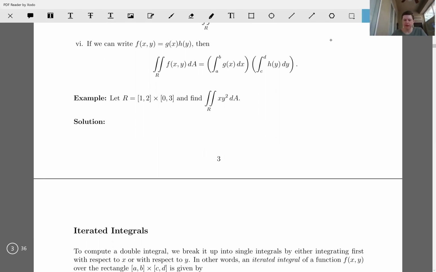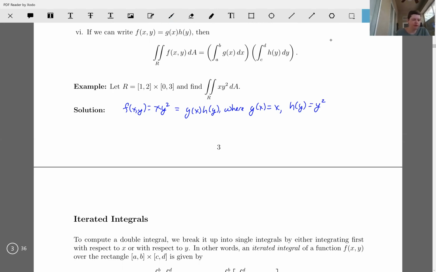So let's do an example of that latter one. Let's let R be the rectangle [1, 2] by [0, 3], and find the double integral of xy squared. Okay, so f of xy is xy squared, but we can think of that as the product of two functions, g of x and h of y, where g of x is x and h of y is y squared.